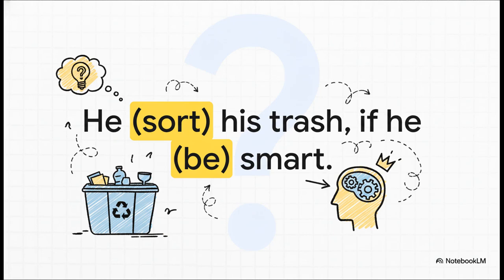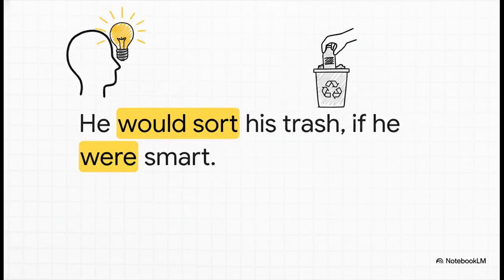Let's try another one. And notice the sentence is flipped around this time, and we're using that tricky verb be. So this is a test of that golden rule we just talked about. Take a second. How do you solve this one? Did you get it? He would sort his trash if he were smart. Perfect. Even though our subject is he, we use were because we're deep in the unreal present.